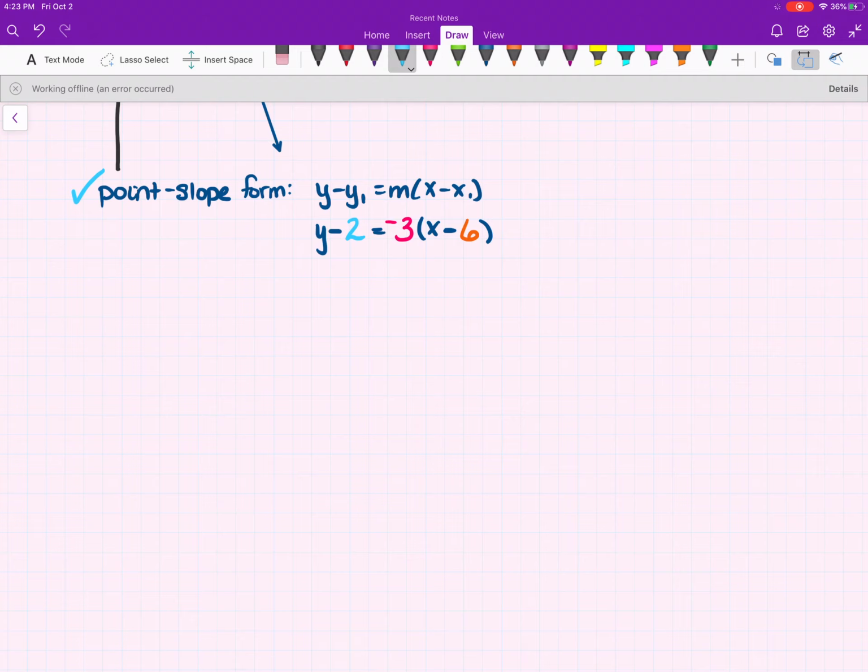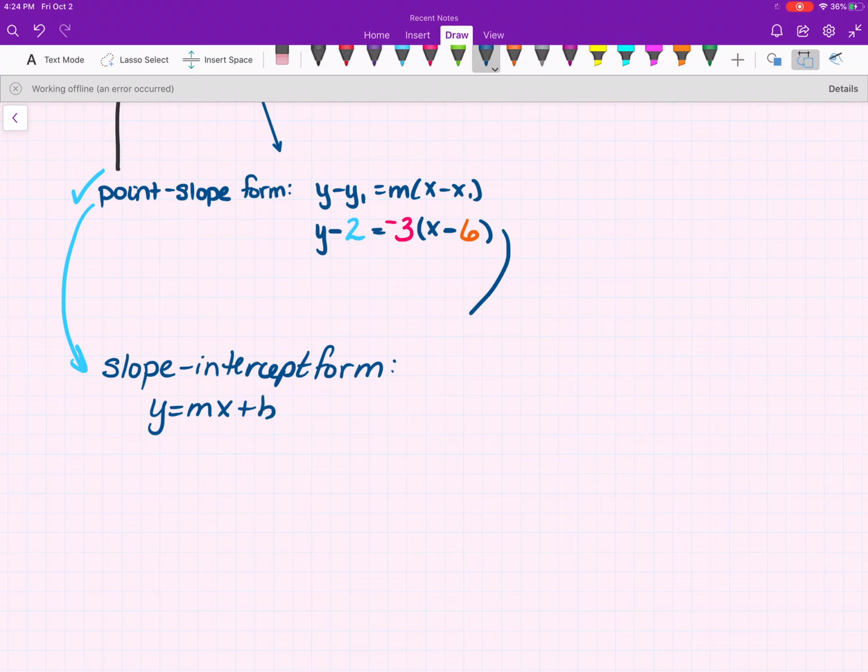Okay. Now let's see. We need to get it into slope-intercept form or standard form. Well, I'll tell you, to go from point slope form, the next easiest one, you may not know this, but I'm going to tell you, is slope-intercept form. We just have to do some algebra using the rules of algebra. Okay? So remember, the slope-intercept form is y equals mx plus b. This is what we want.